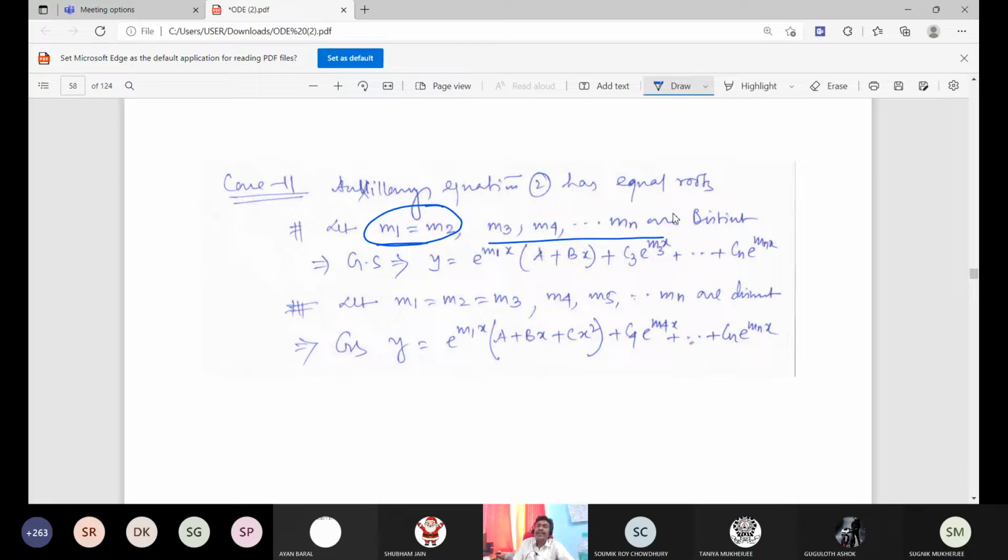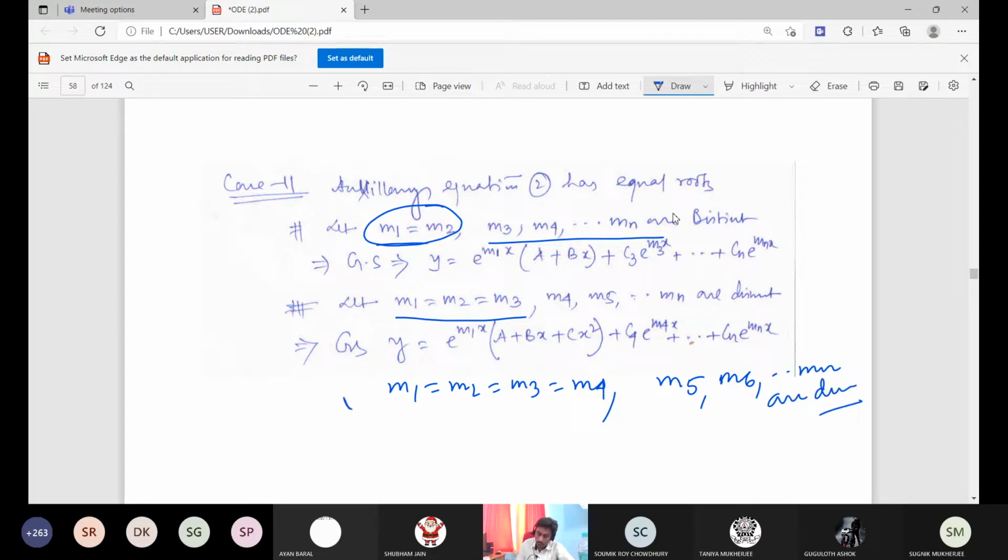Okay, likewise, we can extend this idea to consider the first three are the same, others are distinct. Likewise, you can consider, let's say m1 equals m2 equals m3 equals m4, and the rest are distinct: m5, m6, and so on, mn are distinct. So likewise, you can extend all these, all the possible cases.